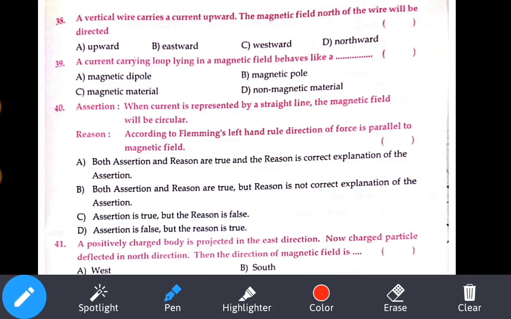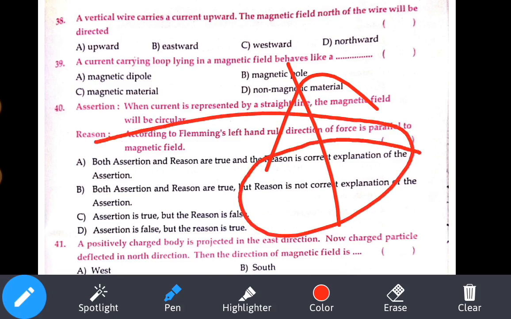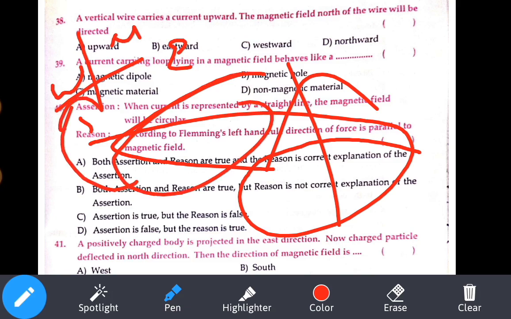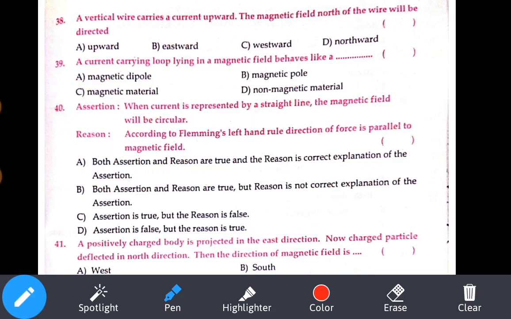According to into the page and out of the page, if the current is moving upward, it means a dot sign. So the magnetic field will be in the anti-clockwise direction. If you take north, east, south, west, anti-clockwise means which direction? West direction.